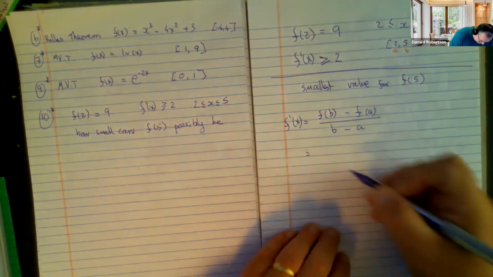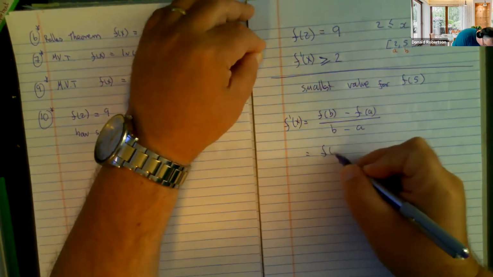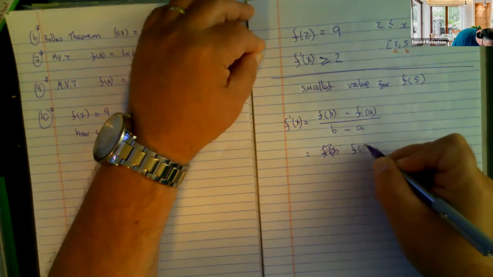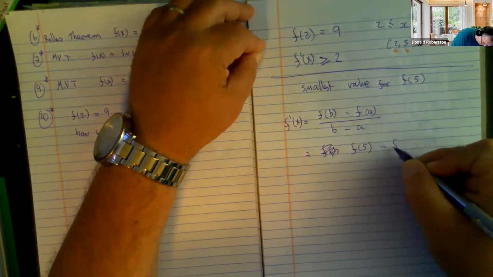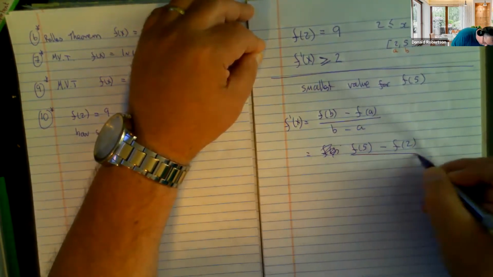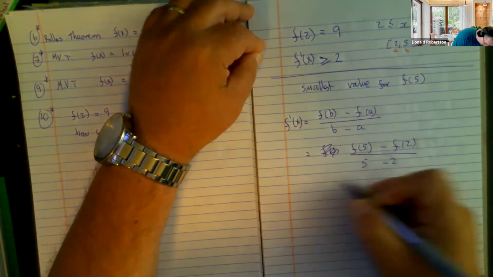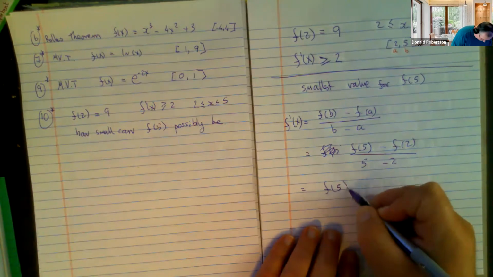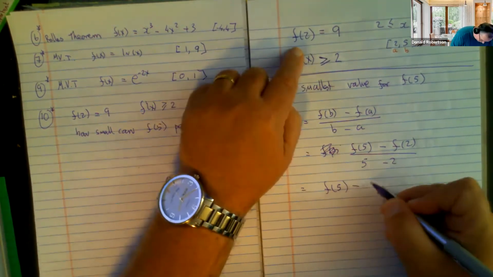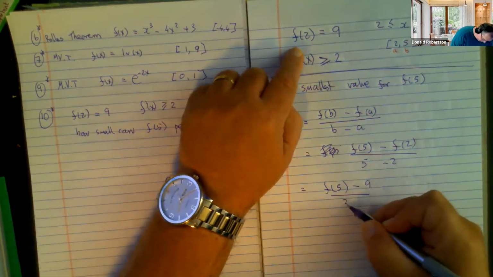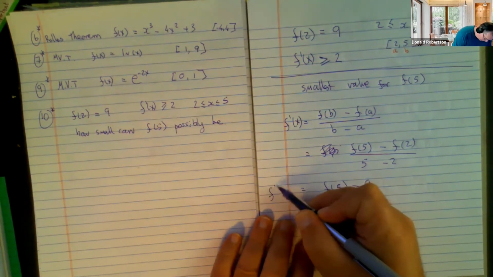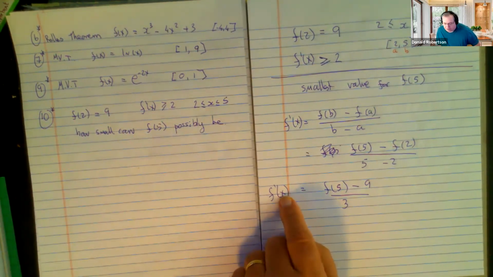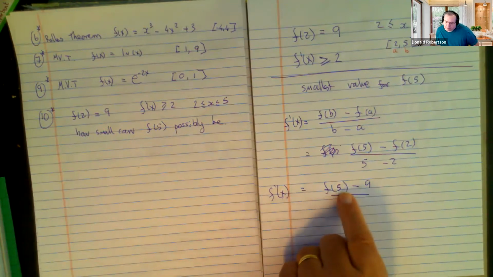Now, f of b, I do not know. F of 5, I do not know. Take away f of 2 over 5 take away 2. F of 5, I do not know. F of 2 is 9, and this thing is over 3. So according to the mean value theorem, there's some value of x, x equals c, that is going to equal this fraction.